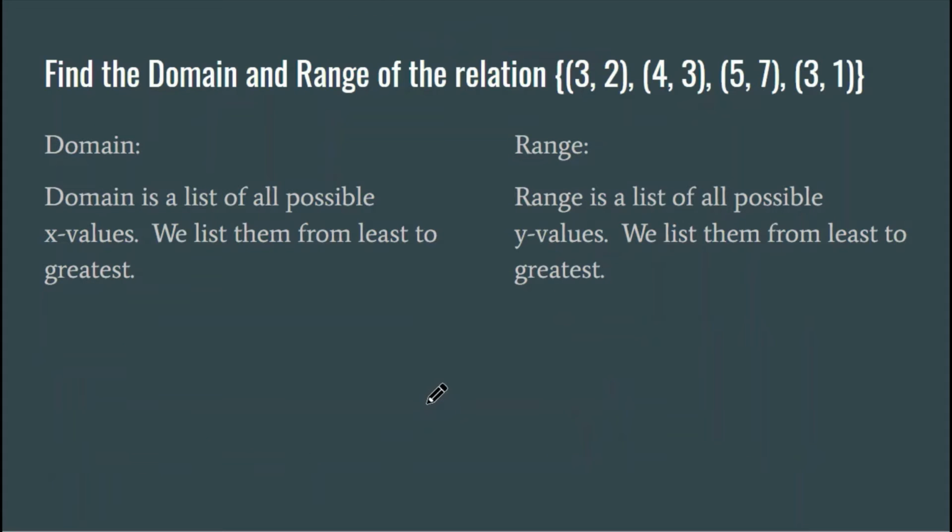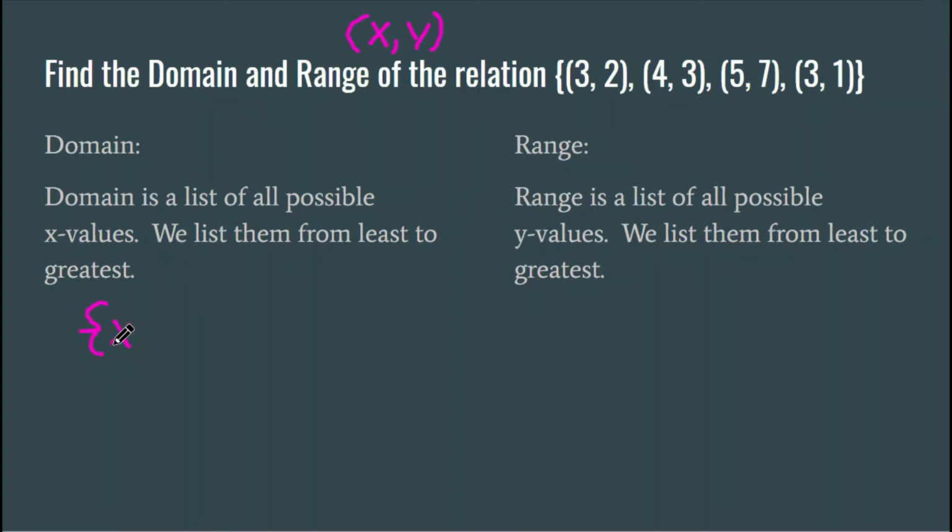So speaking of those vocab words, this says find the domain and range of the relation. They gave us this relation, a set of ordered pairs, and they want us to find the domain and the range. Well, the domain is just a list of all possible X values, and we list them from least to greatest. Since this is in ordered pairs, my X values are first and my Y values are second. So I have to make a list of all of my X values from least to greatest. We usually put them in squiggly brackets.